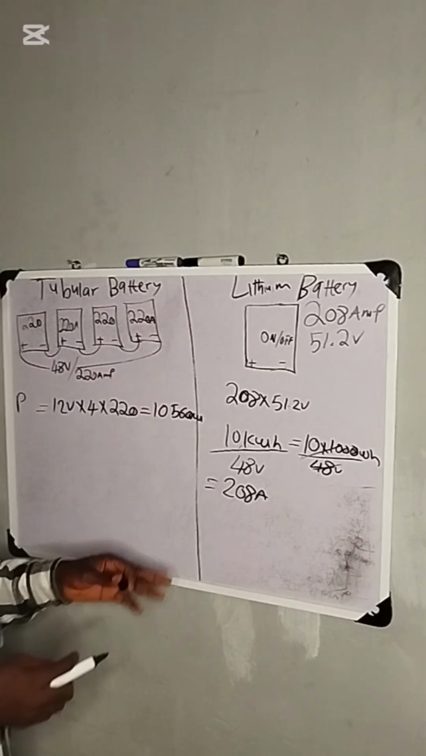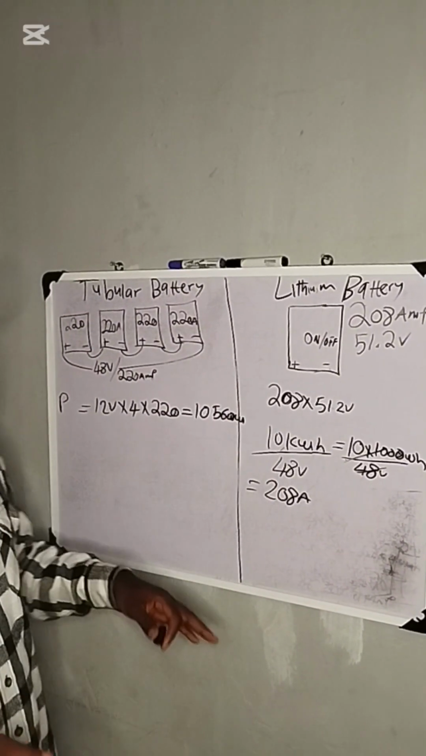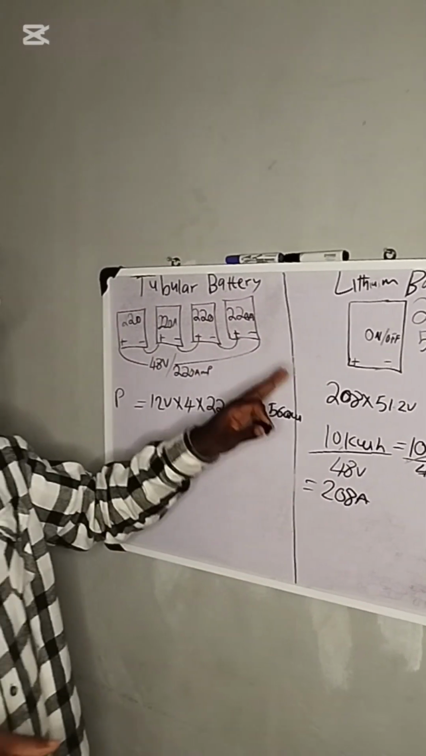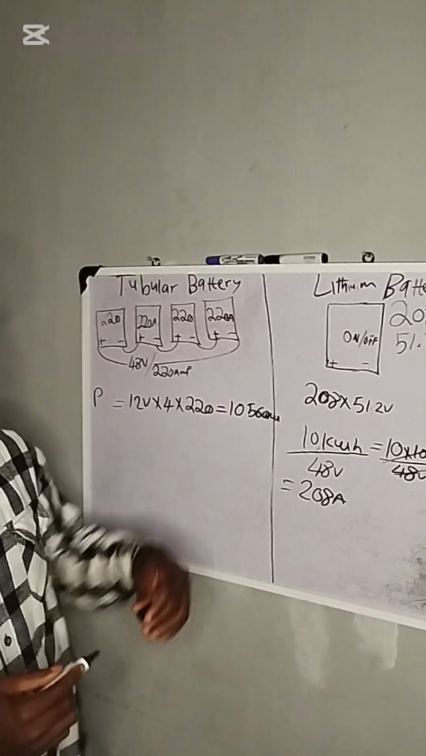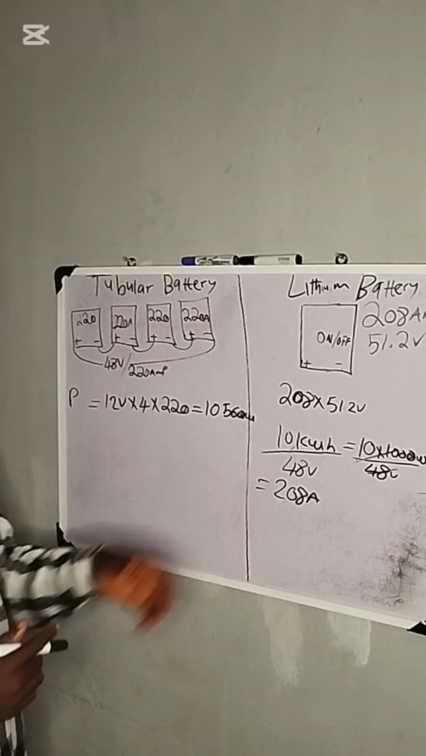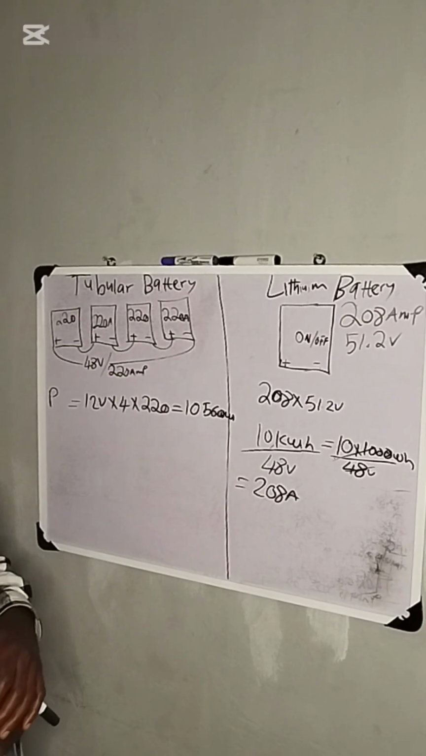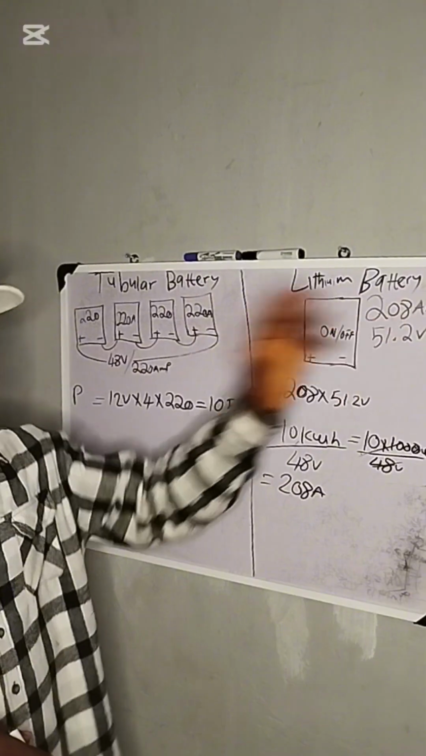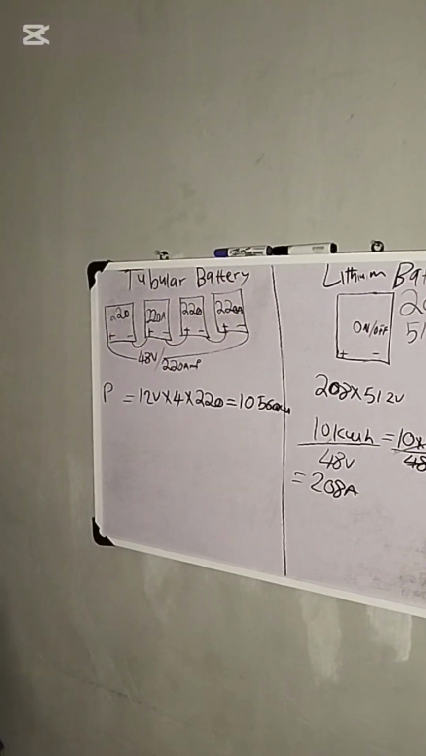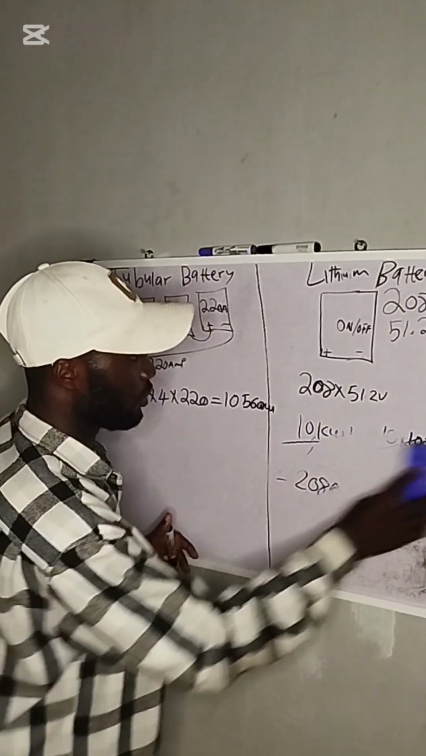By the way, I cleaned all this so I could show how we got this 208 amp, but it's not necessary. You're only interested in the amperage, which is this current. So let's proceed with our main topic.